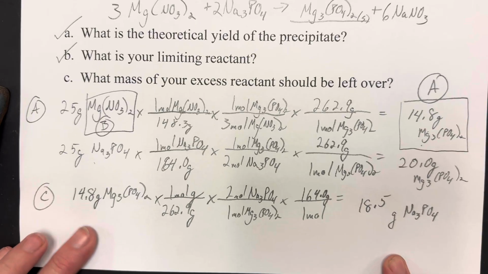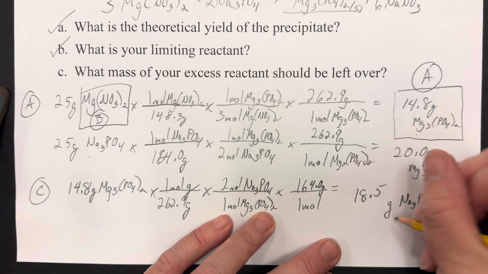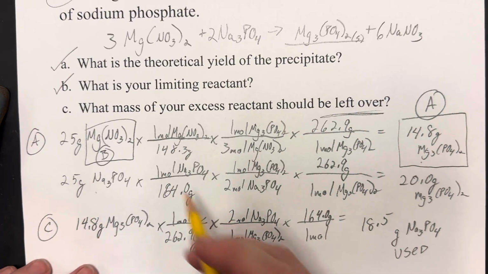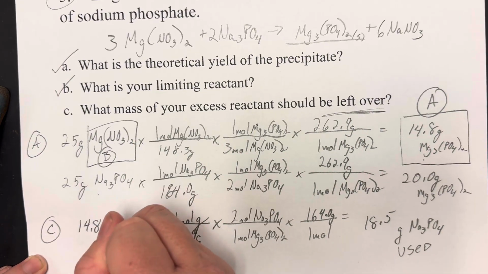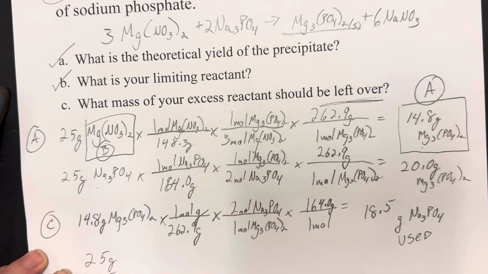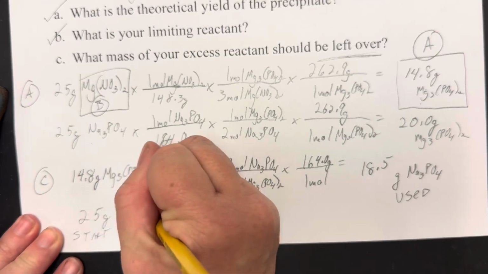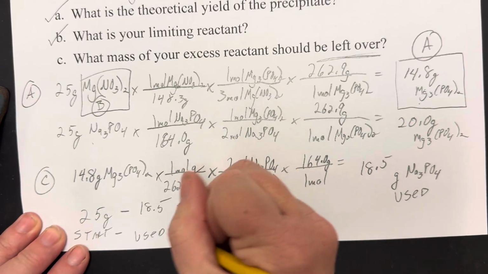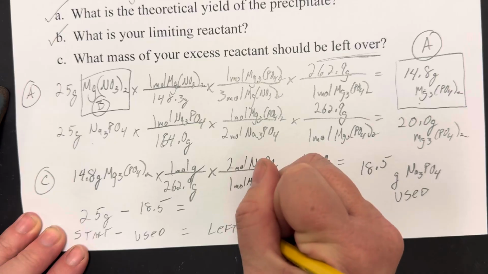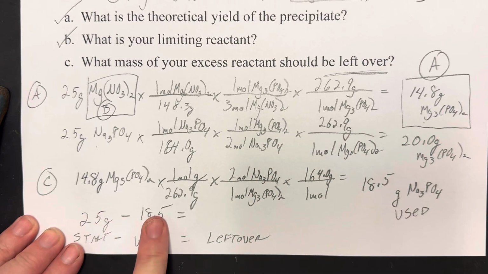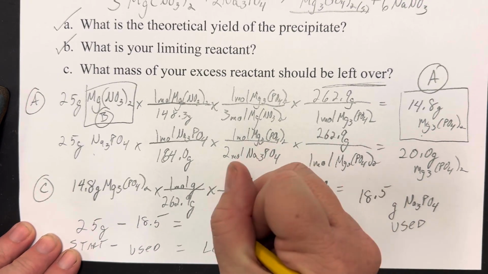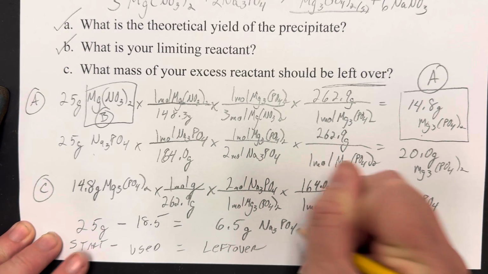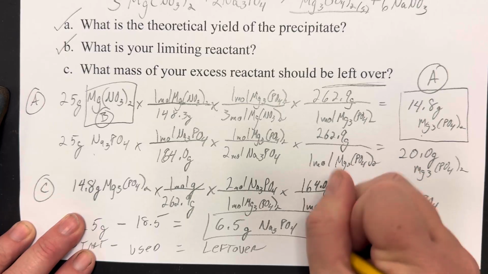Now, what does this number mean? 18.5 grams of sodium phosphate that was used. The question is, how much is left over? Well, you started with 25 grams. This is where you started. You're going to subtract 18.5 because that's how much you used. And that's going to leave you with what is left over, which in this case, 25 minus 18.5 is 6.5 grams of Na3PO4, which is your answer to C.